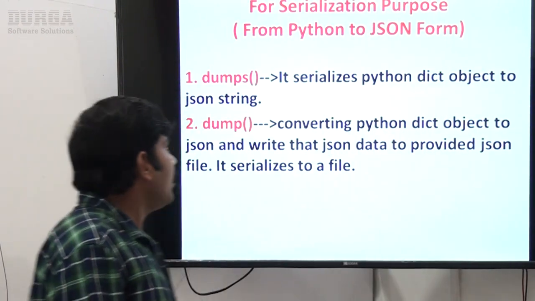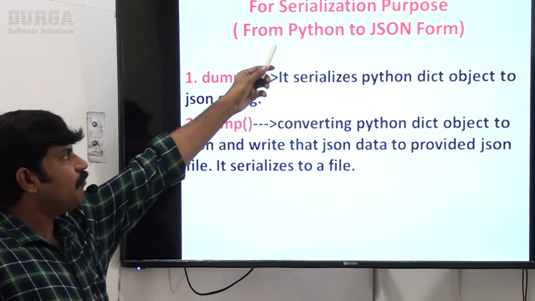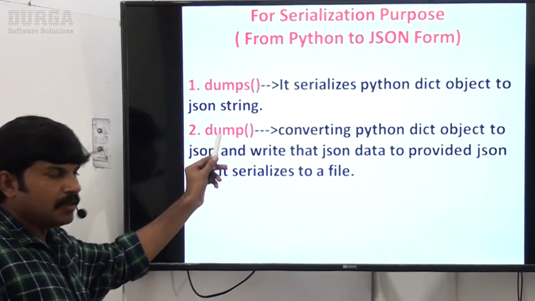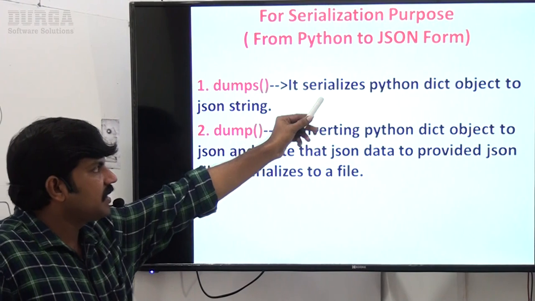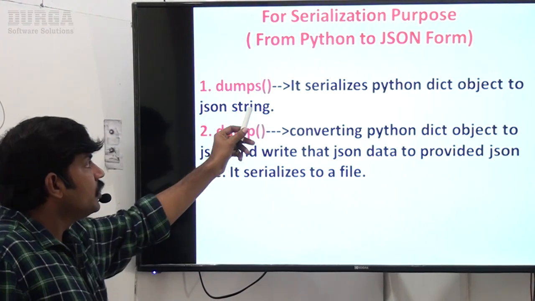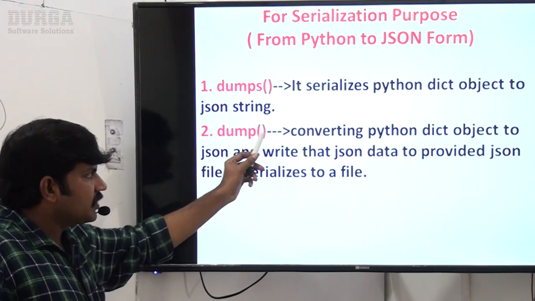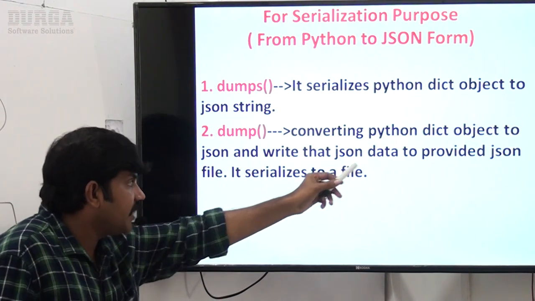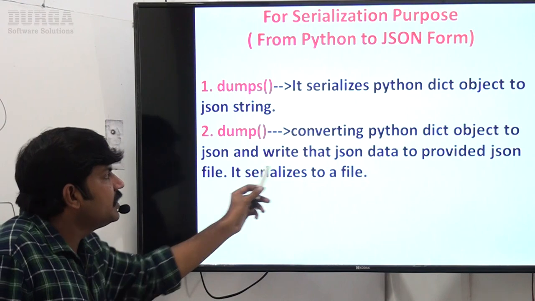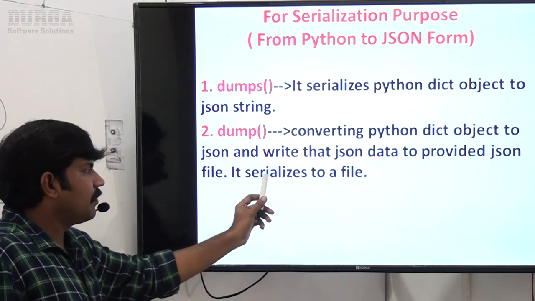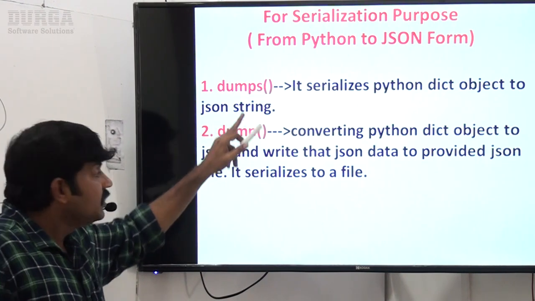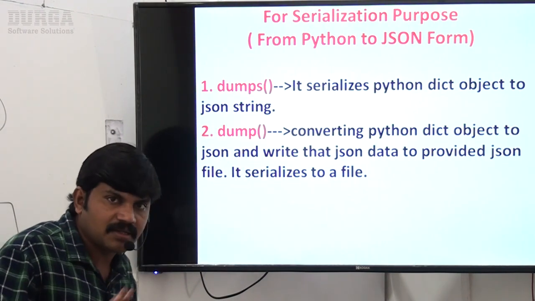So, which functions are there? Have you observed? For serialization, from Python object to JSON form, dumps and dump. When should we go for dumps? It serializes a Python dict object to a JSON string. The dump function converts a Python dict object to JSON and writes that JSON data to the provided JSON file. It serializes to a file. Remember this: serializing to a string is called dumps, and serializing to a file is called the dump function.